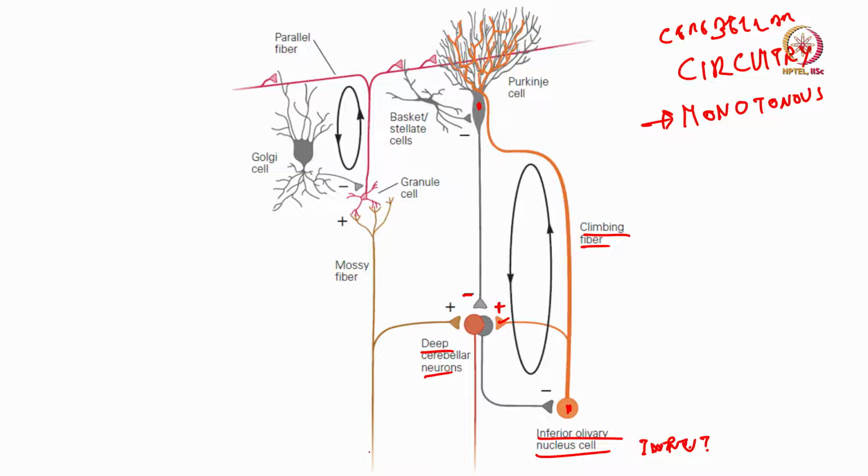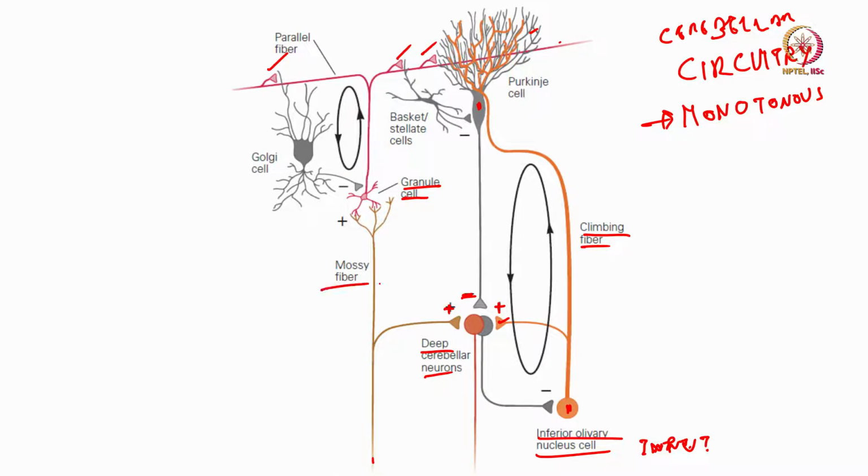Now, if you look at the other fibers, this is another set of information, comes to the granule cell, then goes to multiple parallel fibers. Multiple parallel fibers go across to multiple Purkinje cells, and then that produces a change in the negative stimulation, where again this is positive and this is negative. So, there are two sets of data which go into the cerebellum.